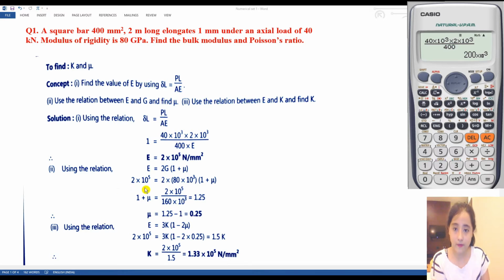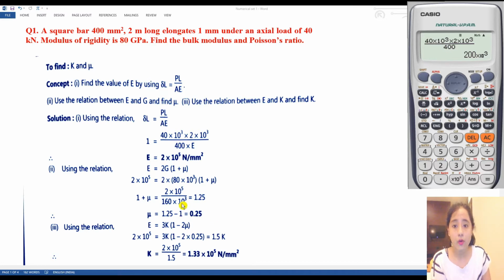जो आपका ये लेफ्ट हैंड साइड का वैल्यू है वो आप राइट हैंड साइड पे लेके जाते हो और ये 1 प्लस म्यू को लेफ्ट हैंड साइड पे लेके जाते हो, then the value will be in this manner. Okay, so 1 plus mu will be equal to 2 into 10 raised to power 5, E, divided by 2G. So 2G will be equal to 2 into 80, which will be 160 into 10 raised to power 3.